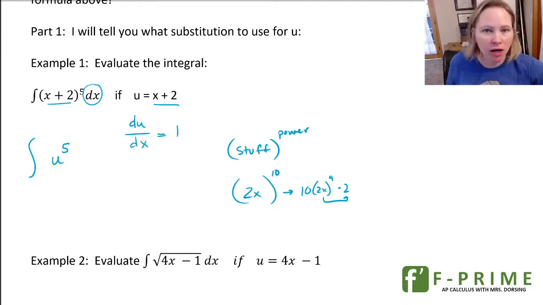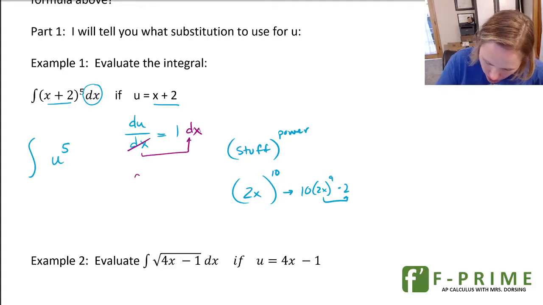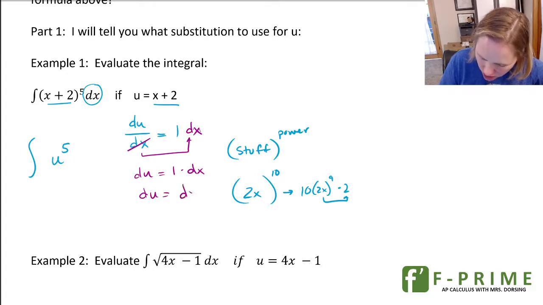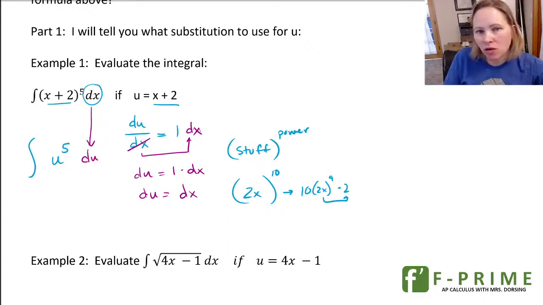Oh, it's just 1. So then I'm going to take this dx and multiply it over here. So du is 1 times dx. In other words, du is just dx. So here I can take dx and replace it with du. The whole goal is to replace the stuff with u, and then whatever's left, if U-substitution is the appropriate technique, I should be able to replace with du.